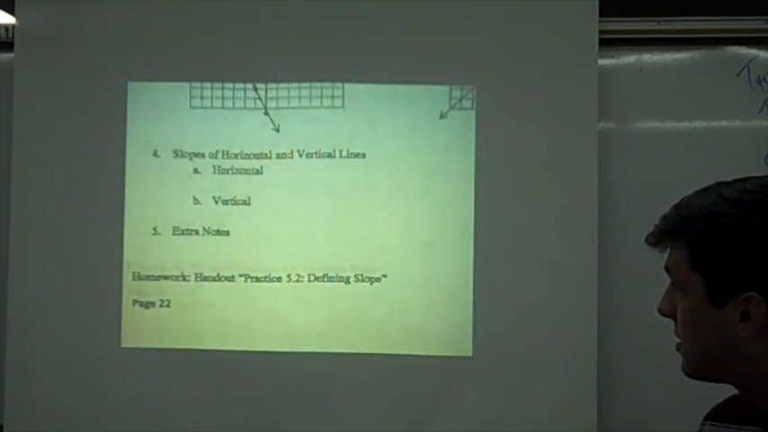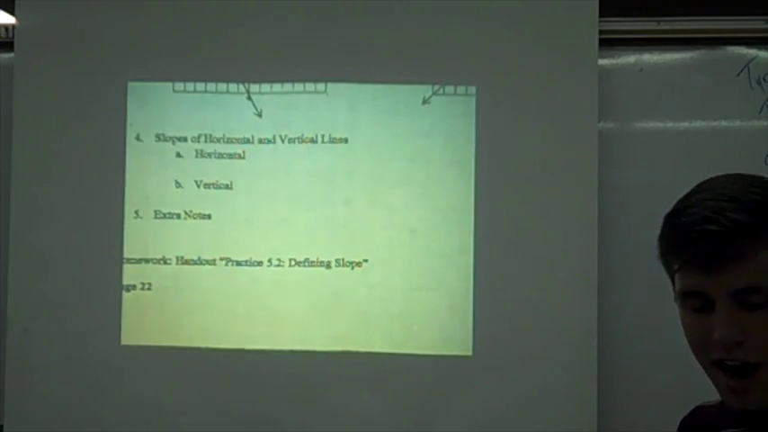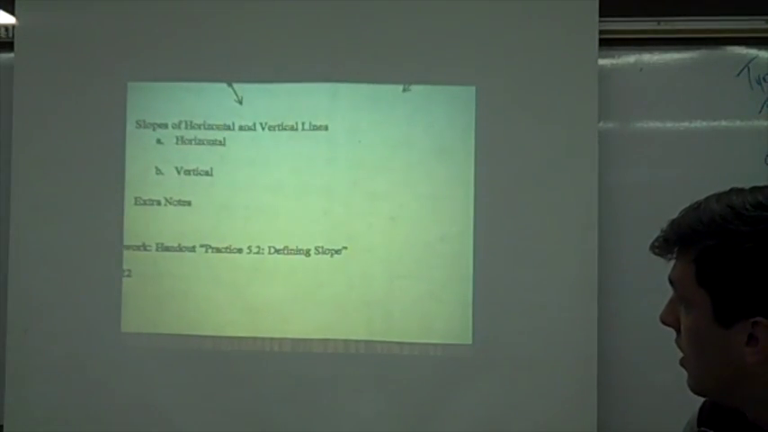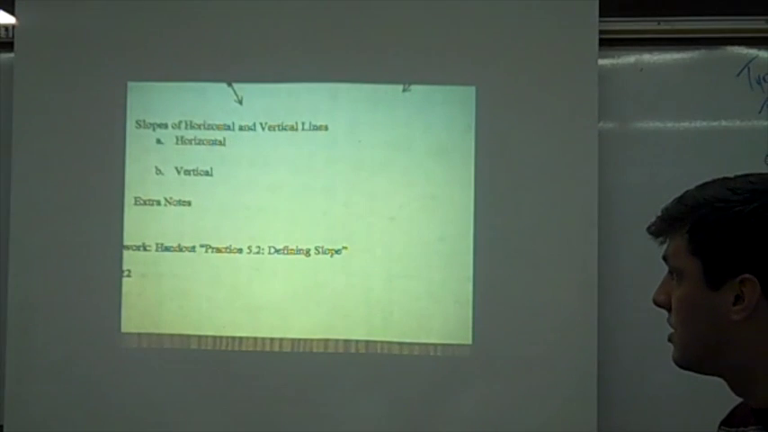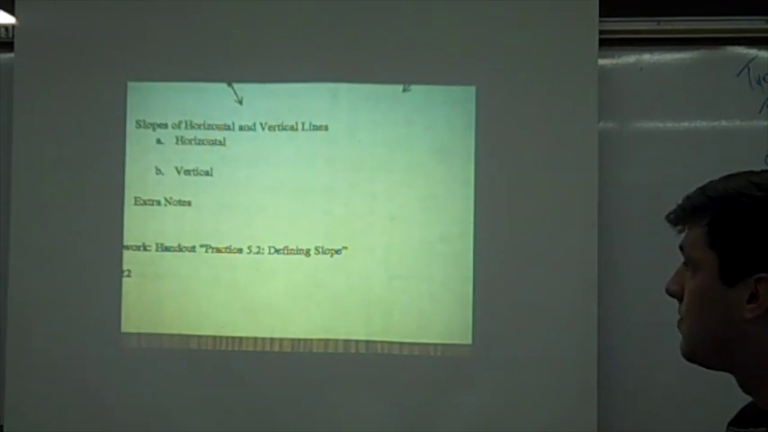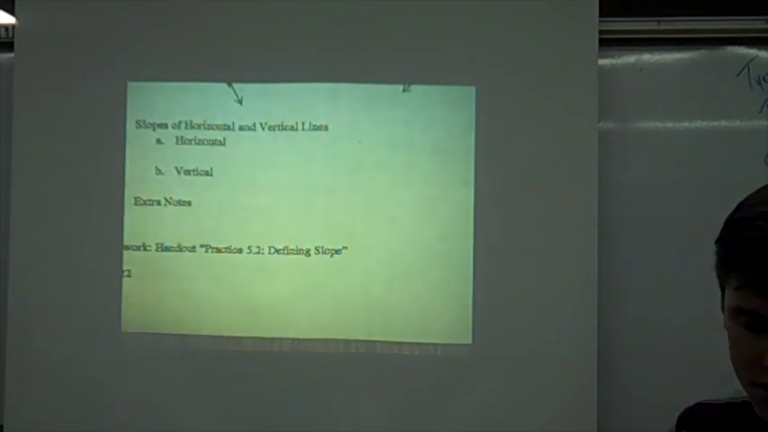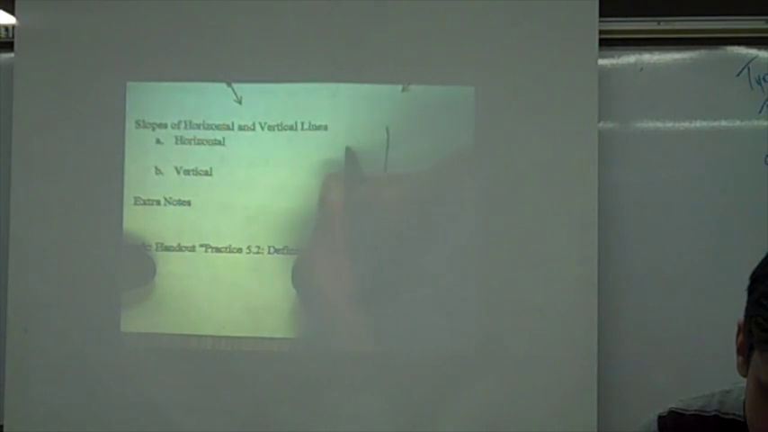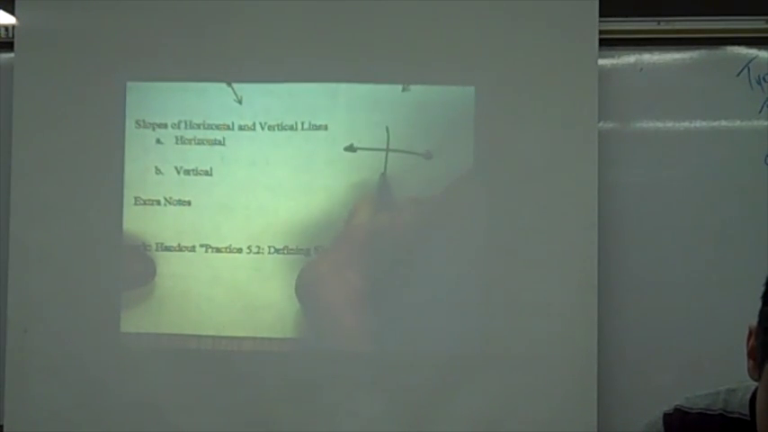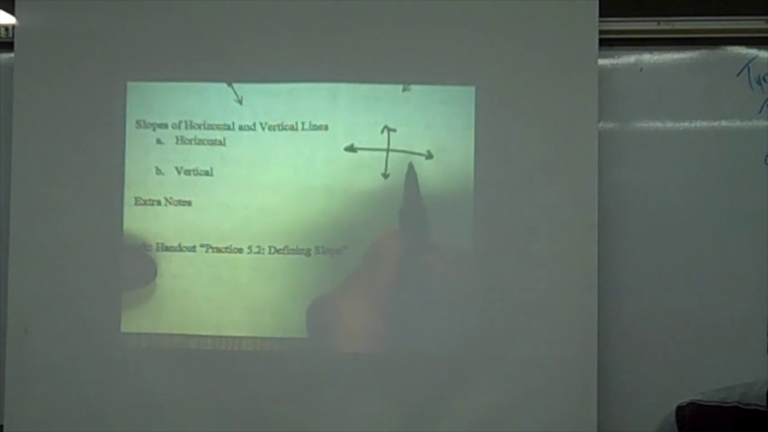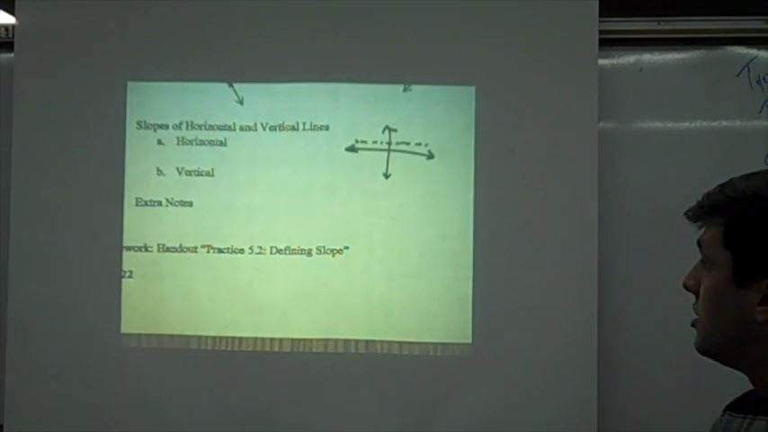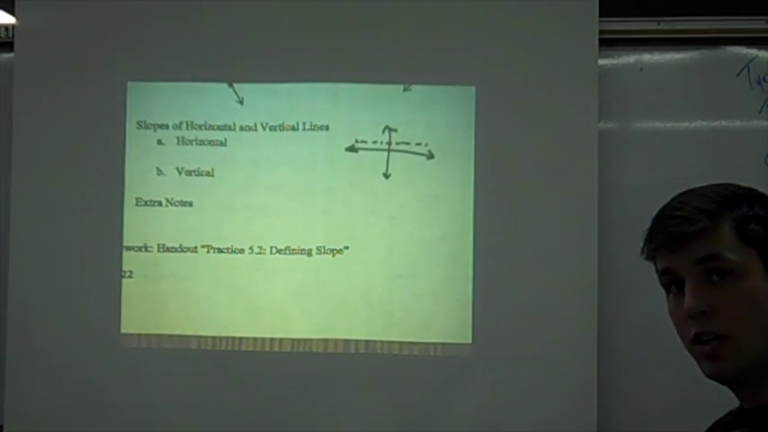Alright, so for this last part, the last part of this is horizontal and vertical lines. What are their slopes? If you have a coordinate graph, and one of your lines just goes straight across like that, I'm going to make it dotted so you can tell the difference. That slope is 0. It's 0 slope.